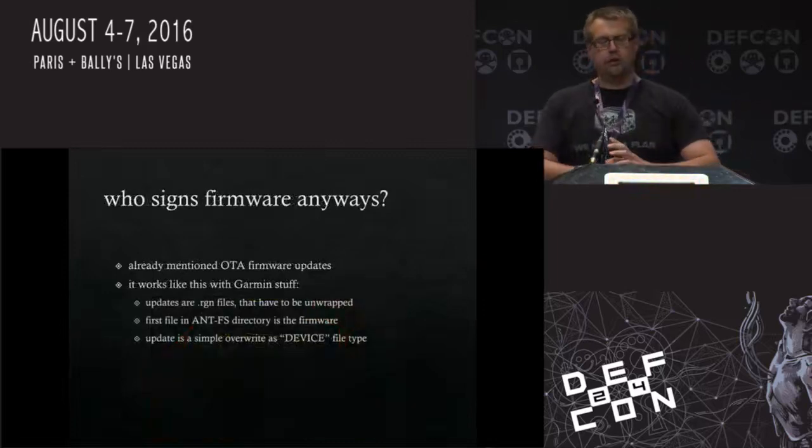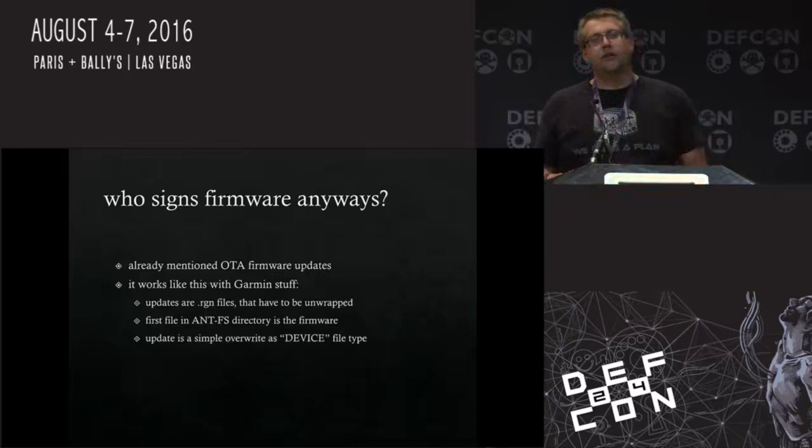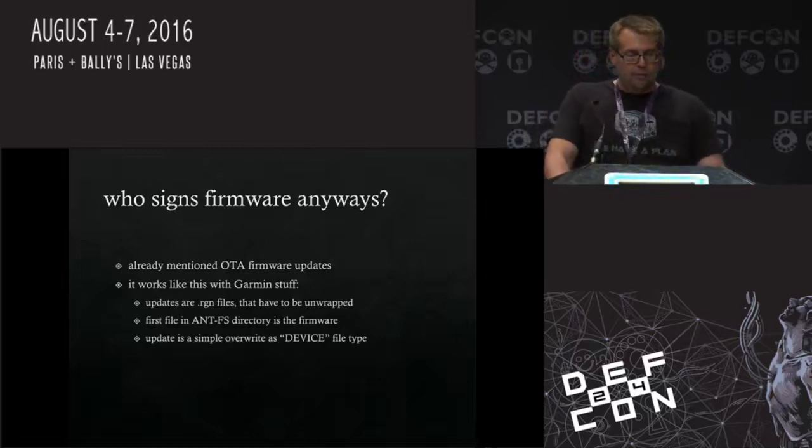Okay, so I've started talking about over-the-air firmware updates. And it works like this with Garmin gadgets. The firmware updates are RGN files, which are so-called region-wrapped firmware files. They have to be unwrapped, and this unwrapped firmware file has to be uploaded to the NTFS directory, to the first index of the NTFS directory. It's that simple.